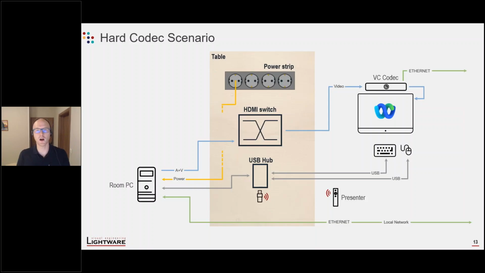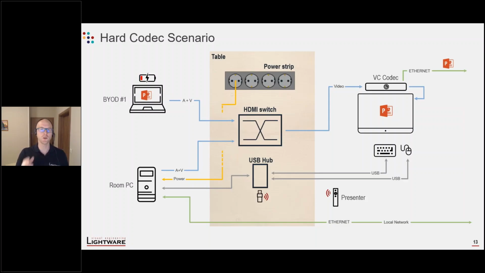So that's what we call a hard codec. If you want to share a presentation, maybe from a room PC, or maybe you bring in your own laptop, you can do so by connecting that laptop to the HDMI switcher using an HDMI cable, and then you can send video and audio into the HDMI switch. With the HDMI switch you can tell whether you want to send the laptop's or the room PC's signal to the codec, and the codec will display it on the in-room display, and it's also going to share that content with the other participants of the video call.